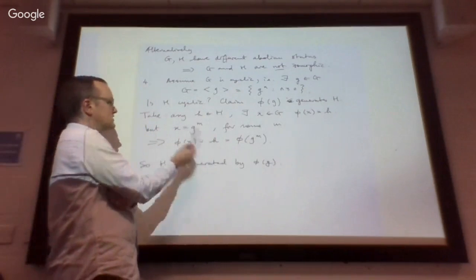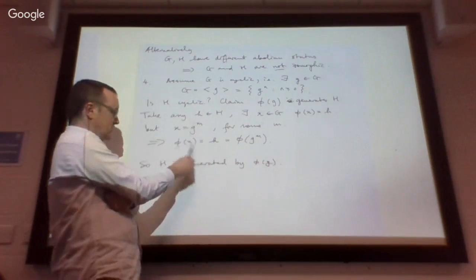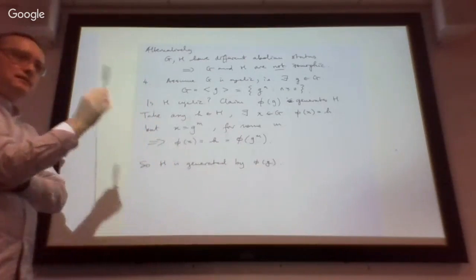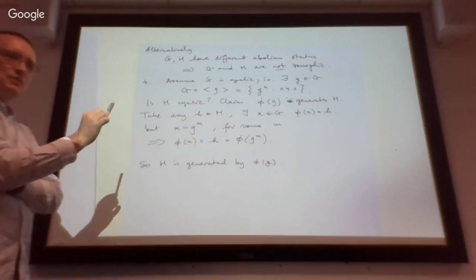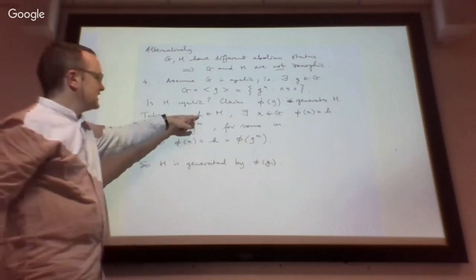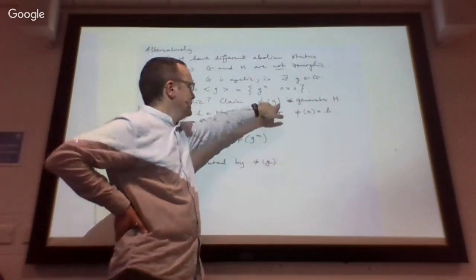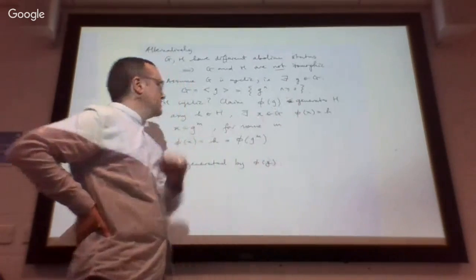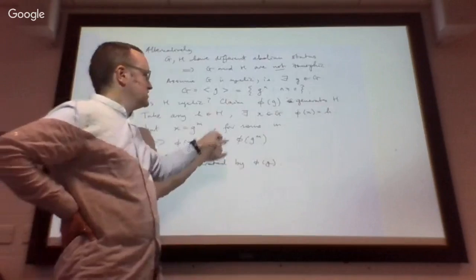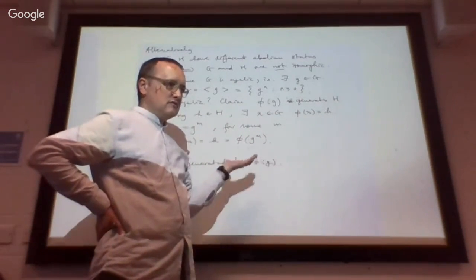We know G is cyclic, so this x can be written as g to the power m. And then let's look at h again, phi of x, which is equal to h. This is equal to phi applied to g to the m. There's just one more statement I want to make there. I want to show that little h can be written as a power of phi of g. I've claimed that phi of g generates H. So I've taken any element at all from H. If I can show that h is a certain power of phi of g, then I'll have fulfilled that.